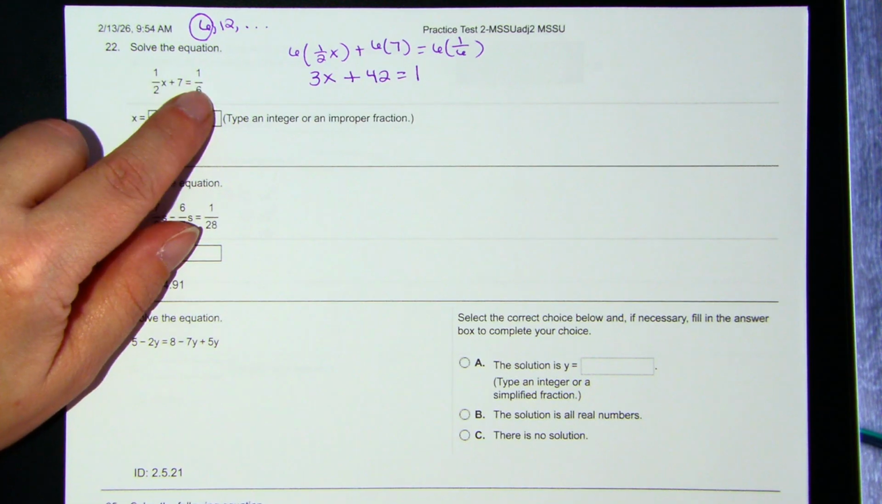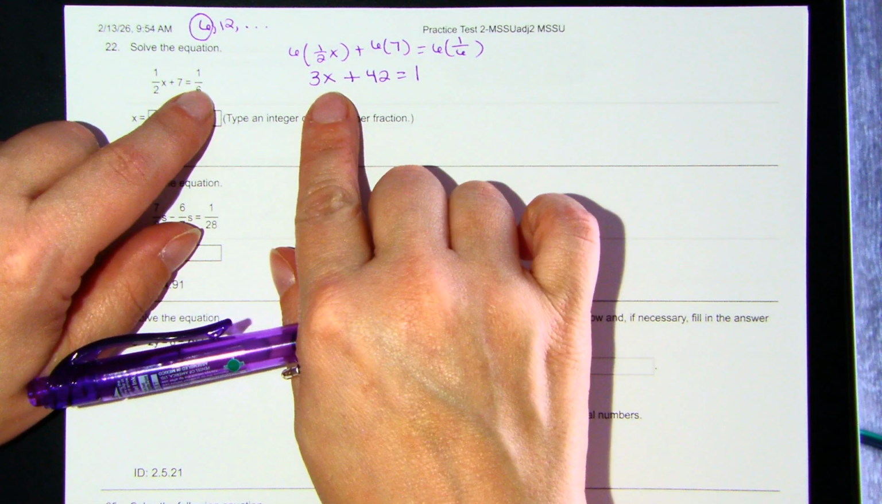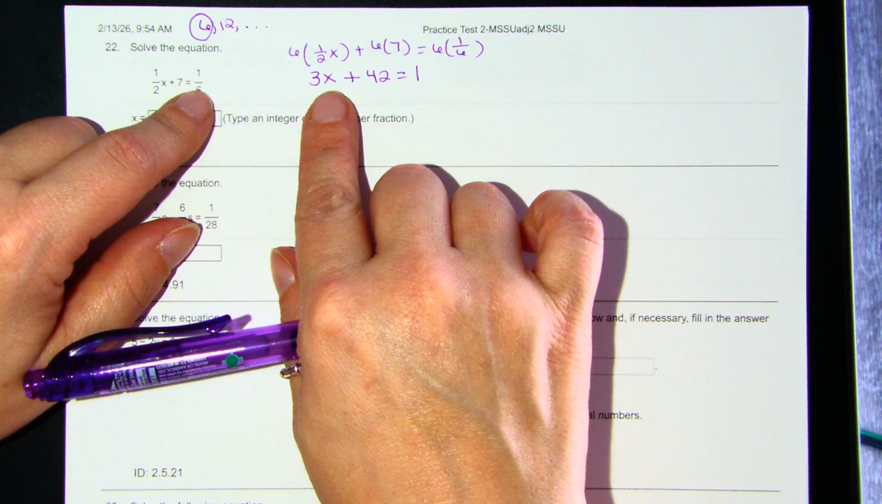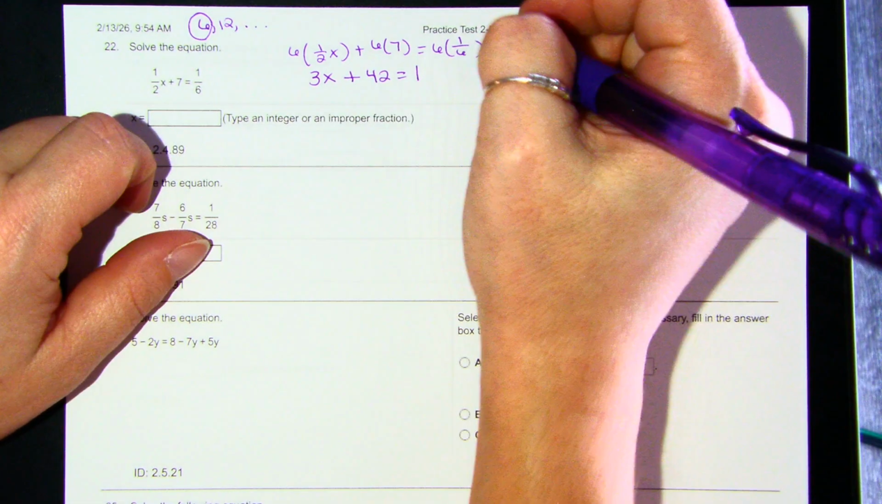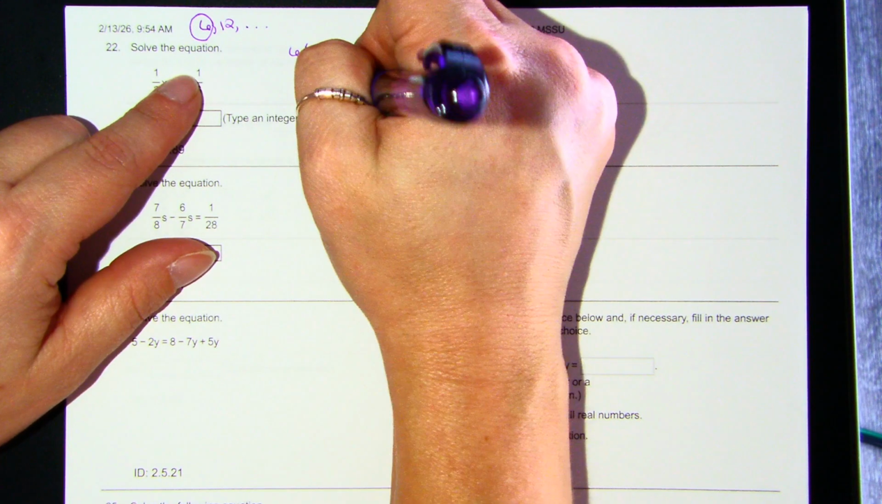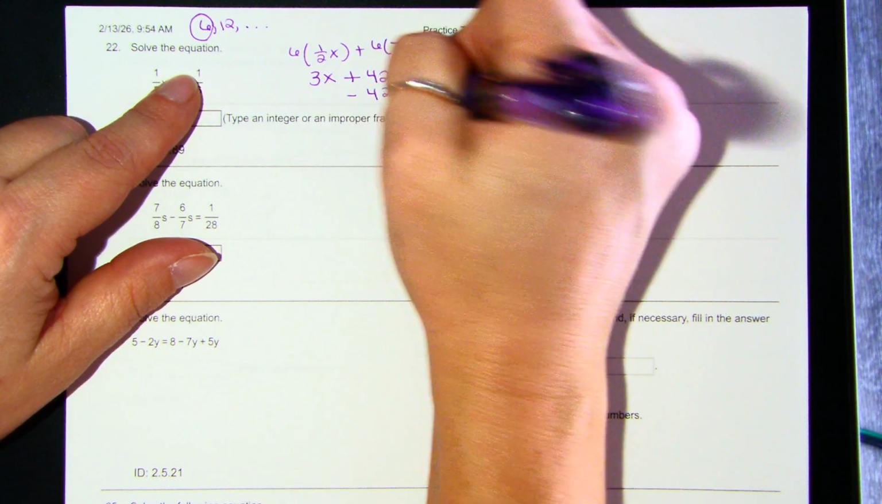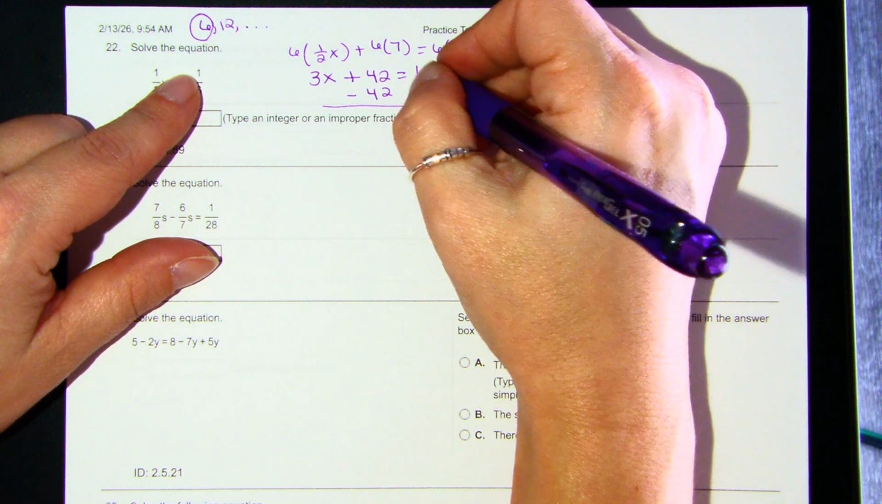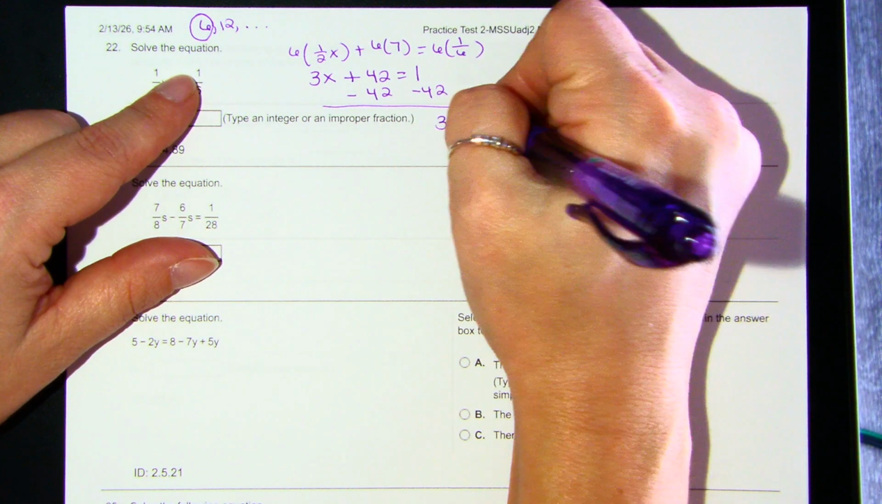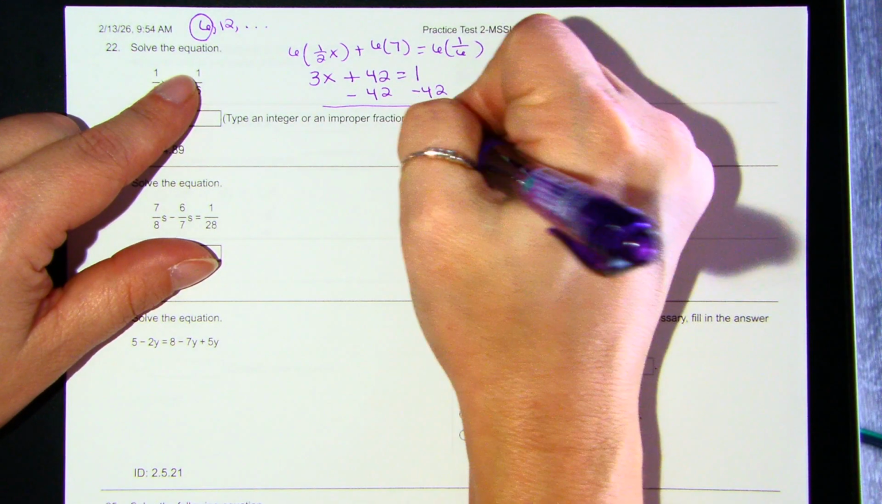So to get my x by itself, I would subtract 42 from both sides. That'll give me 3x equals 1 take away 42 will give me a minus 41. Divide by 3, divide by 3. And I get x equals negative 41 thirds.